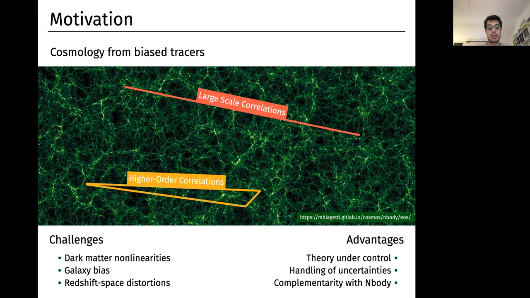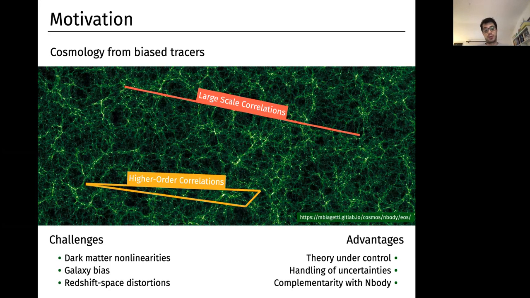So these are the advantages, and the challenge is nonlinearity. So we cannot use all the modes that we have in galaxy surveys. Dark matter is nonlinear, meaning that because it has undergone gravitational instability, gravity couples short with long modes, then its distribution is non-Gaussian, and perturbative theory cannot reach nonlinear regimes.